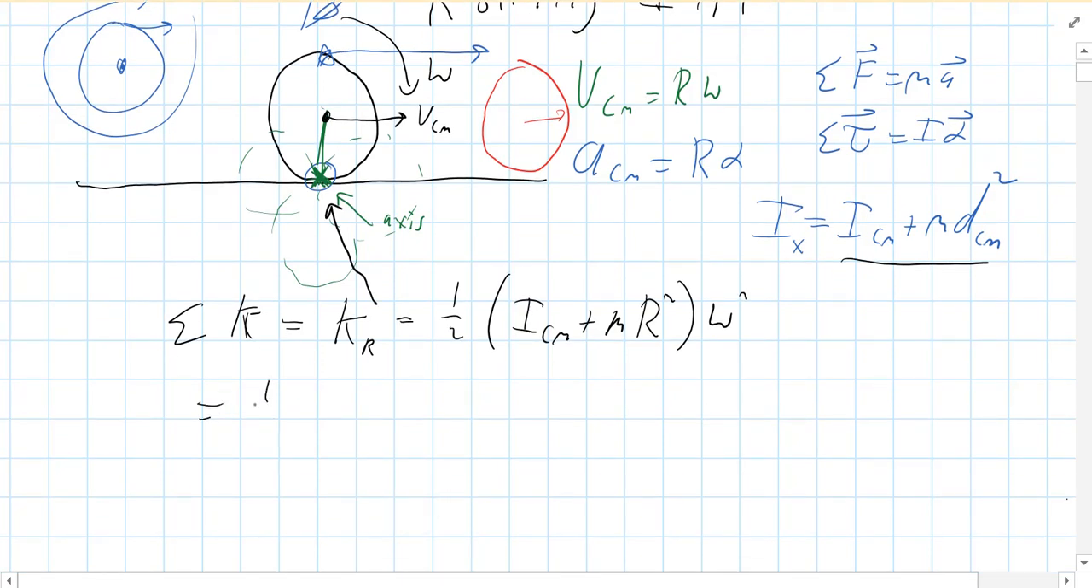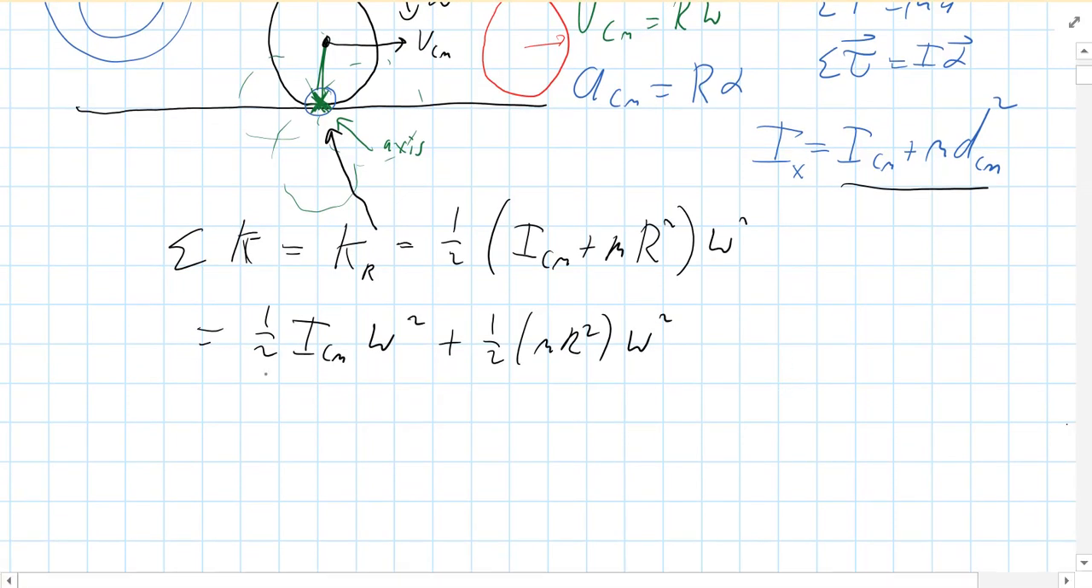So the first term is 1/2 I_CM omega squared. The other term is 1/2 times m r squared omega squared. All right. So this first part would be if the wheel were just spinning and not actually moving laterally, that would be your total rotational kinetic energy. But we also have this term added on now because we're moving to the right.